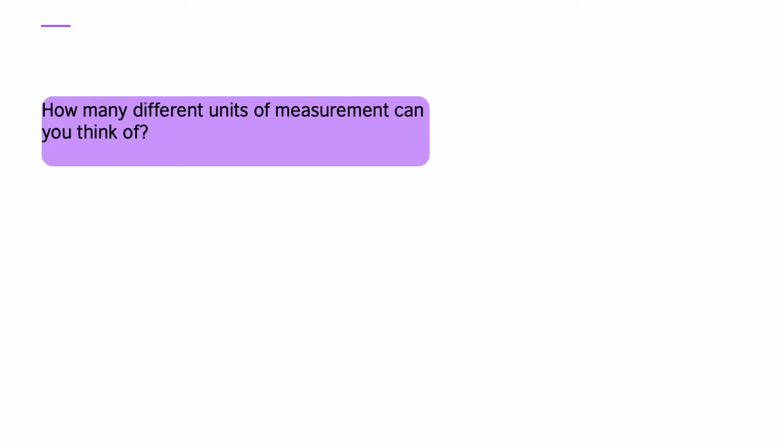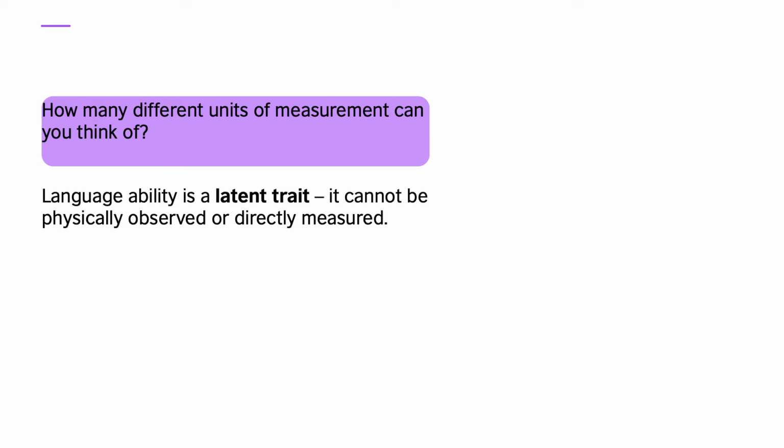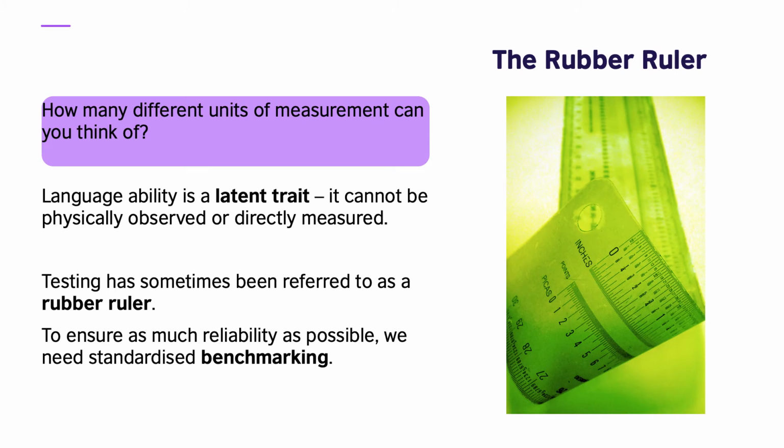However, language ability is much more nebulous because it cannot be physically observed or directly measured. It is therefore known as a latent trait. For this reason, language testing has sometimes been referred to as a rubber ruler. Measurement can be variable, and therefore less reliable, unless standardized benchmarking is in place.